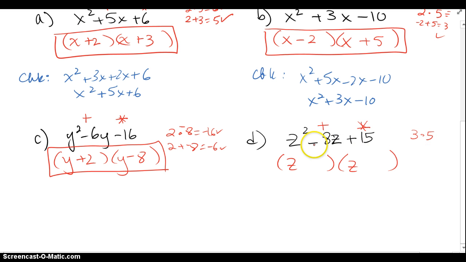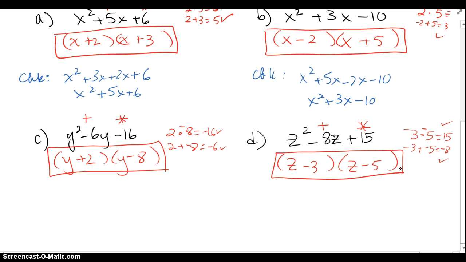And again, they must both be negative to give me a product that's positive and a sum that's negative. That's going to give me a positive 15 when multiplied, and when added, it's going to give me the -8 I need. So -3 and -5 are the two numbers that work. And again, remember, the order doesn't matter, so if you have them the other way switched, that's okay too.